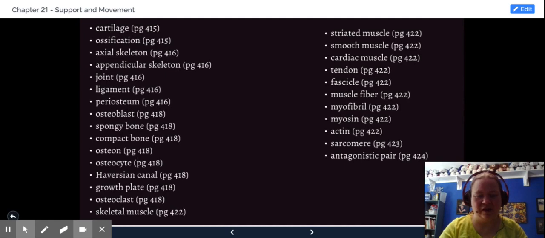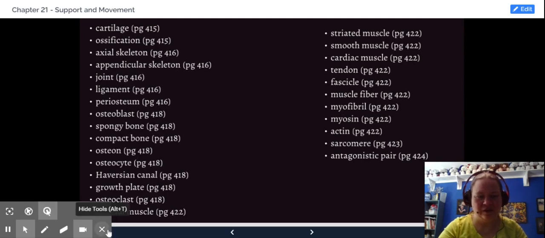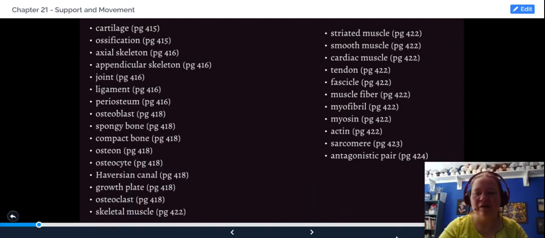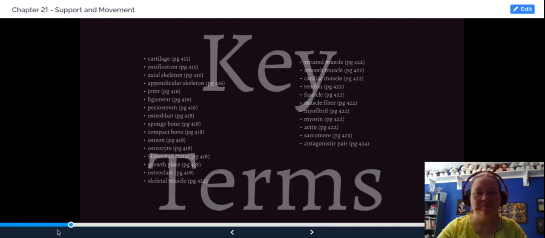All right, and these are all the key terms. There we go. All right, so these are all the key terms that you're going to need to know, and we'll go through them and make sure you understand them.